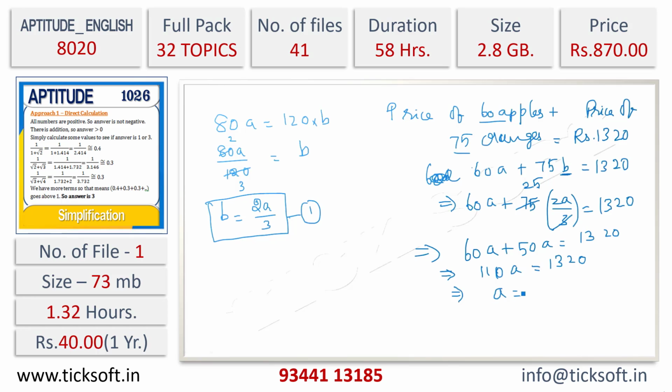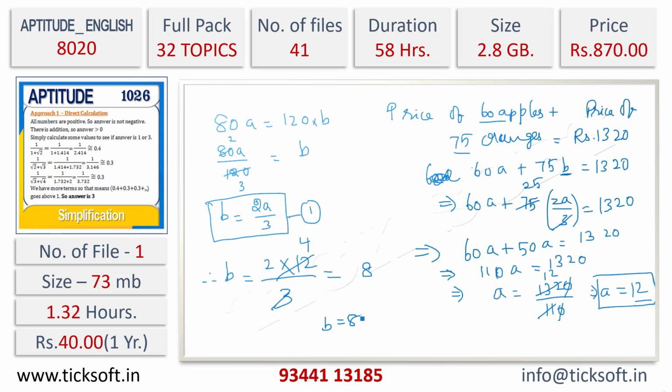Now if we want to find the value of A, then we have to divide 1320 by 110. If we divide these two values by the common factor 10, we get 132 divided by 11, and 132 divided by 11 is equal to 12. So the value of A is 12. Now by using this we have to get the value of B also. So the value of B will be equal to 2 into the value of A, which is 12, divided by 3. Now 12 divided by 3 is 4, so 4 into 2 will be equal to 8. Hence the value of B is 8.